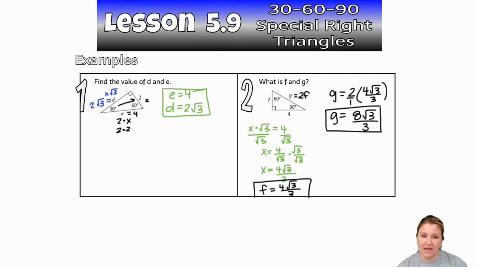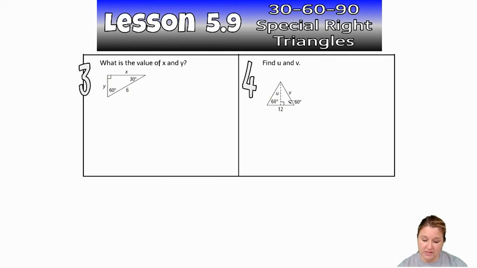So it's not as nice because I had to deal with radical signs, but it's really not as long as you know that consistent relationship.